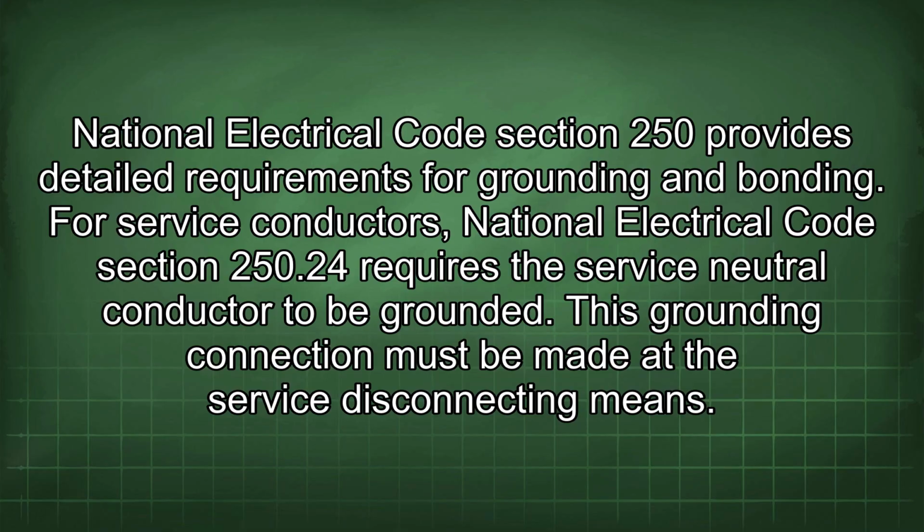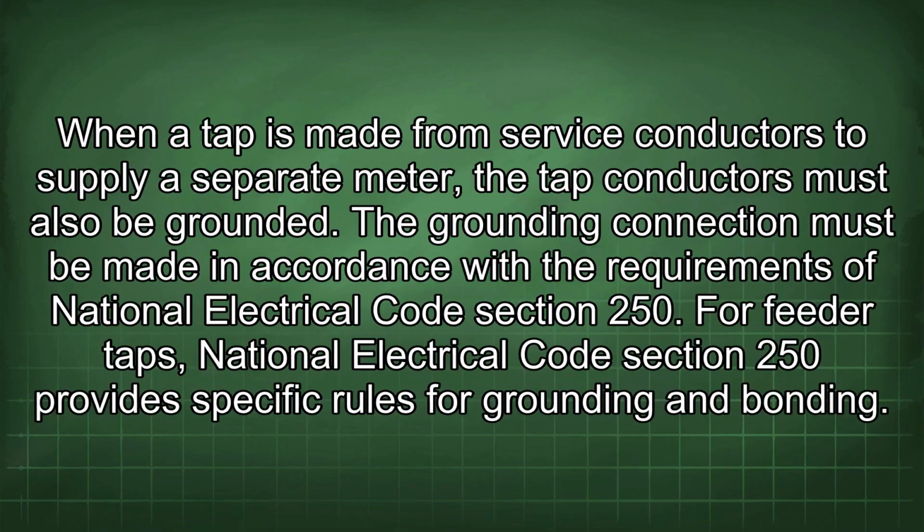For service conductors, National Electrical Code Section 250.24 requires the service-neutral conductor to be grounded. This grounding connection must be made at the service disconnecting means. When a tap is made from service conductors to supply a separate meter, the tap conductors must also be grounded. The grounding connection must be made in accordance with the requirements of National Electrical Code Section 250.